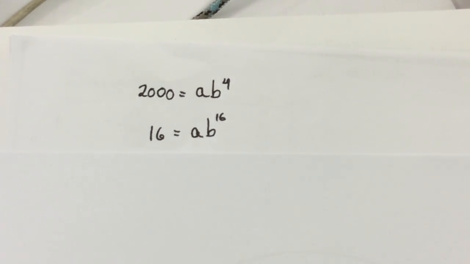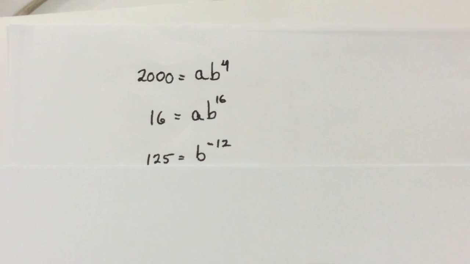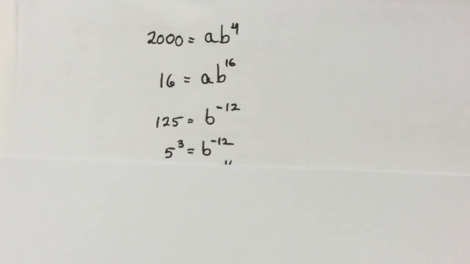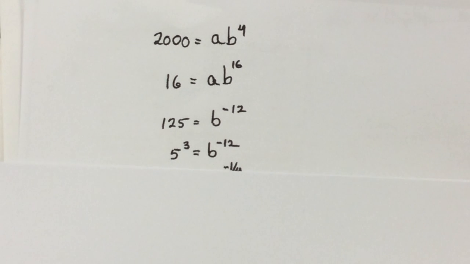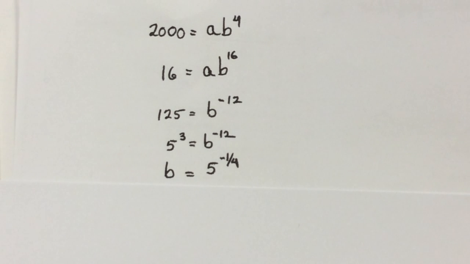a b to the 16th is equal to 16. And then we can divide those two equations and find out that 125 is equal to b to the negative 12th. What do you know about 125? It's 5 to the third power. Okay. Does that help us at all? A little bit. It means that if I take the negative 12th root of both sides, I'll get b by itself, and I'll get 5 to the negative 1/4 power.